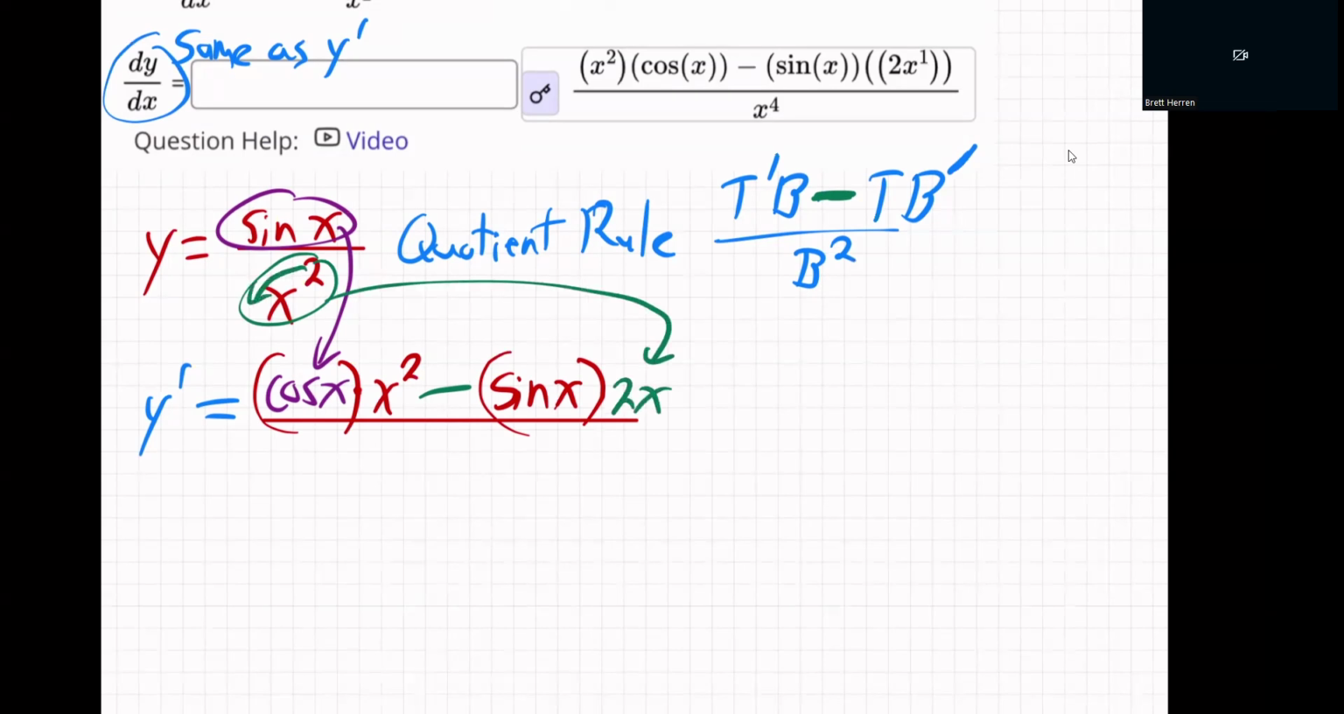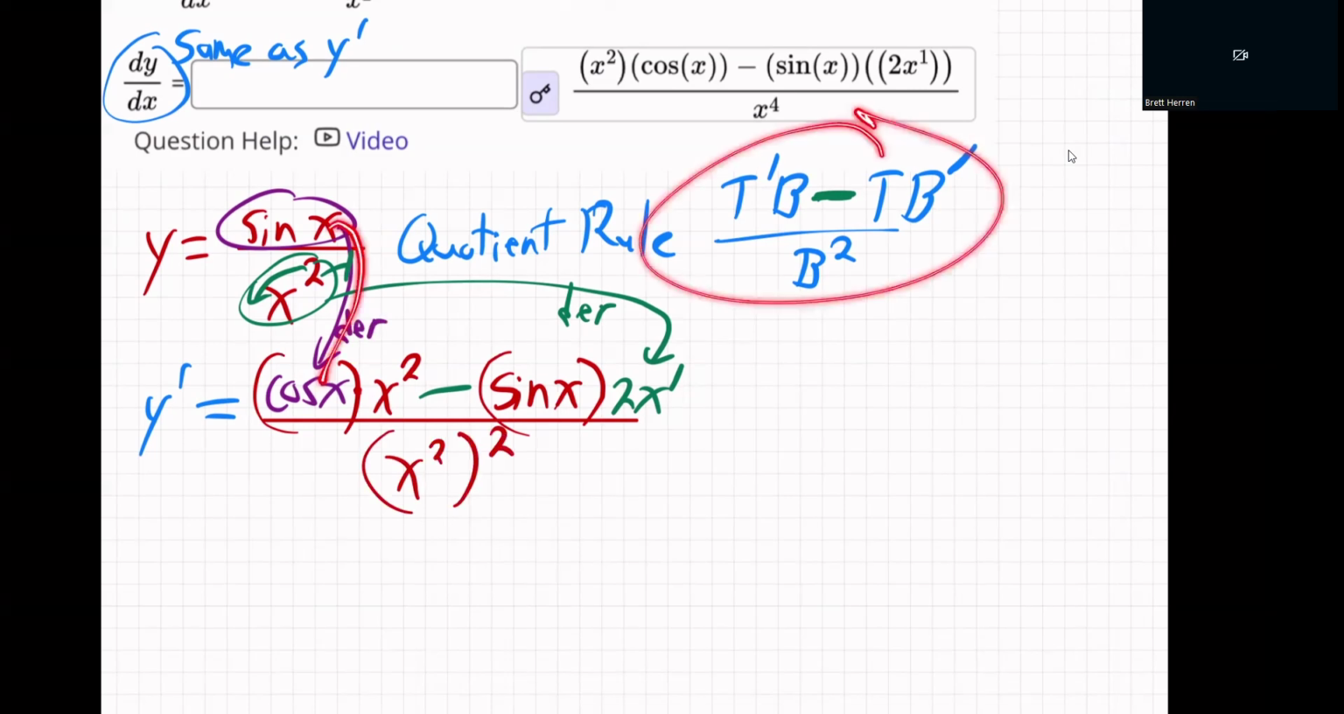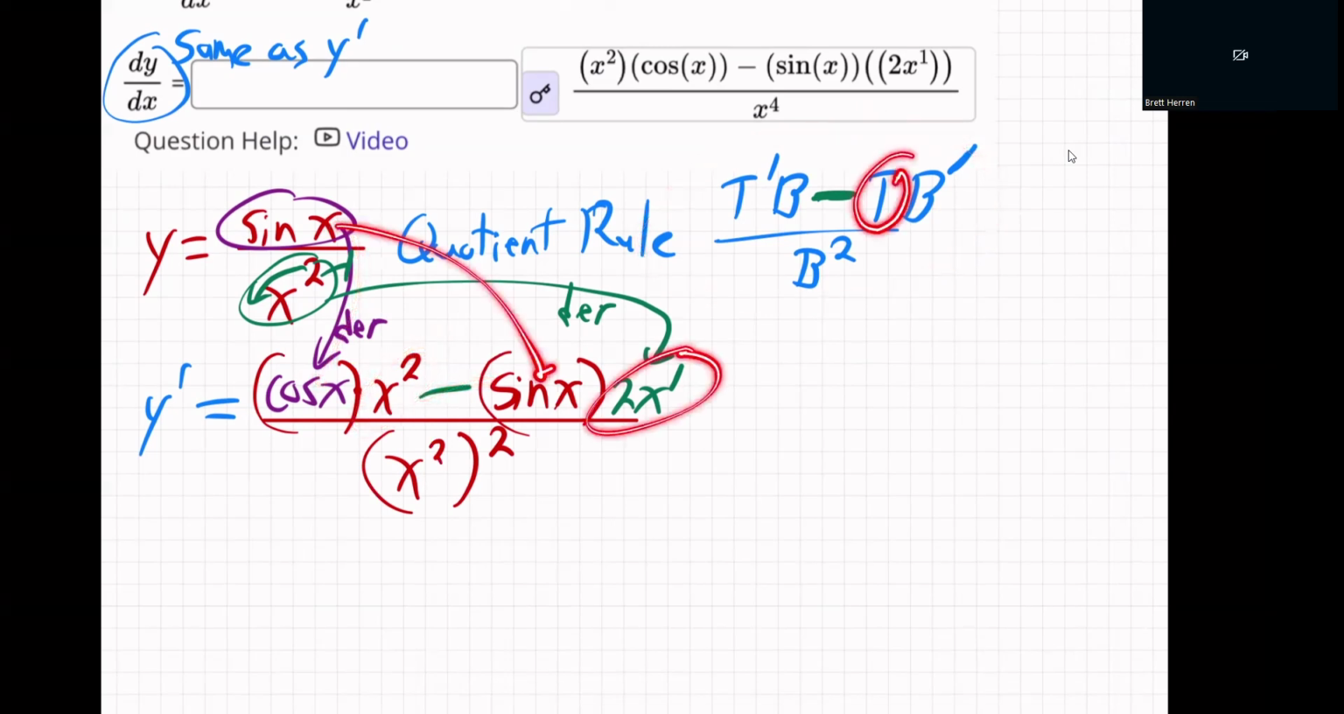right? Because that 2 will come down, subtract 1 from the power, so it'll be 2x to the 1, or just 2x. There's the derivative of that one over the bottom squared. See how I just did that rule, the quotient rule? I did the derivative of the top, bottom stays the same, minus top stays the same, times derivative of the bottom, 2x, over the bottom squared.